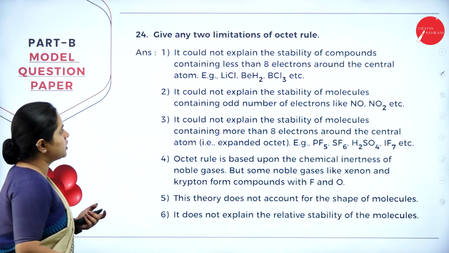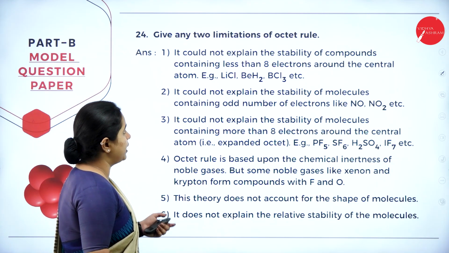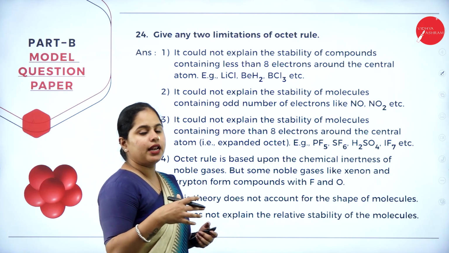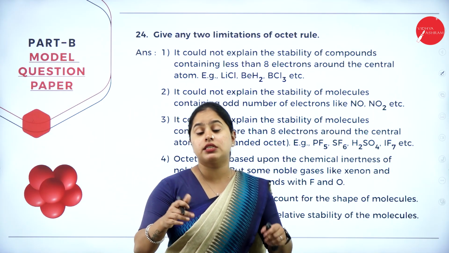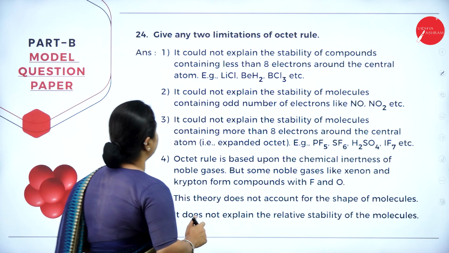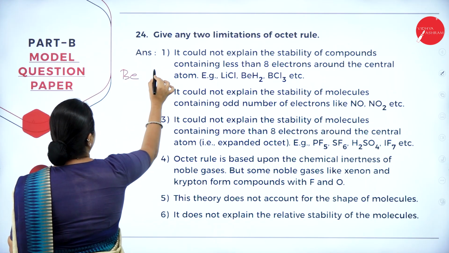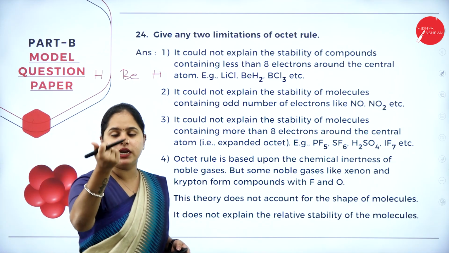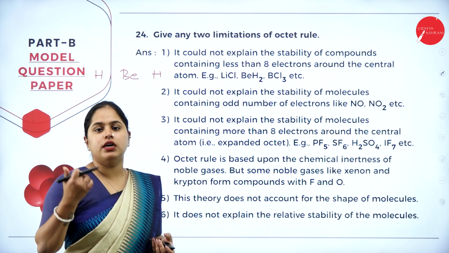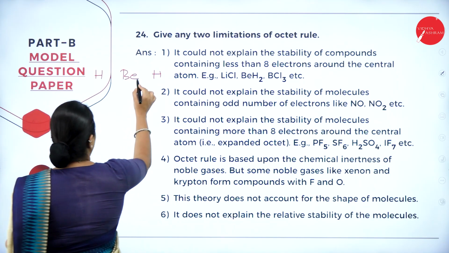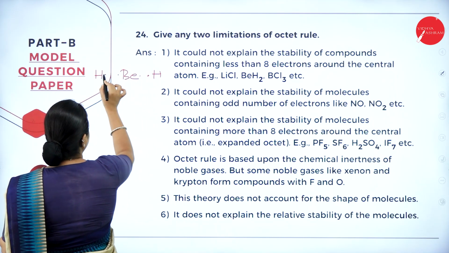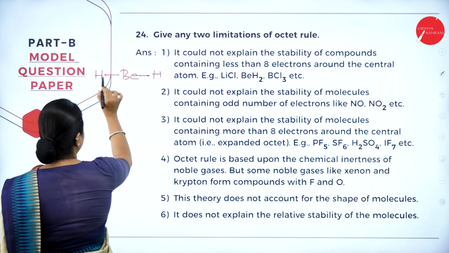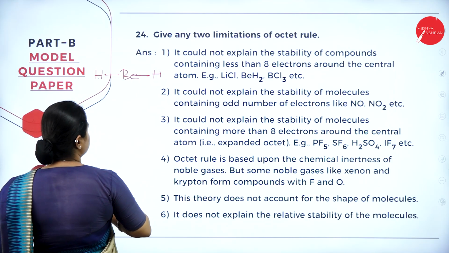The first one is that it could not explain the stability of compounds containing less than 8 electrons around the central metal atom. The central metal atom, even if it is having less than 8 electrons, is still stable. For example, BeH2, beryllium and hydrogen. For beryllium, as you know, the number of valence electrons is 2. So 2 electrons here and 2 electrons here. So it will form a single bond. But still, as you can see here, this hydrogen's duplet is completed, and this hydrogen's duplet is also satisfied.